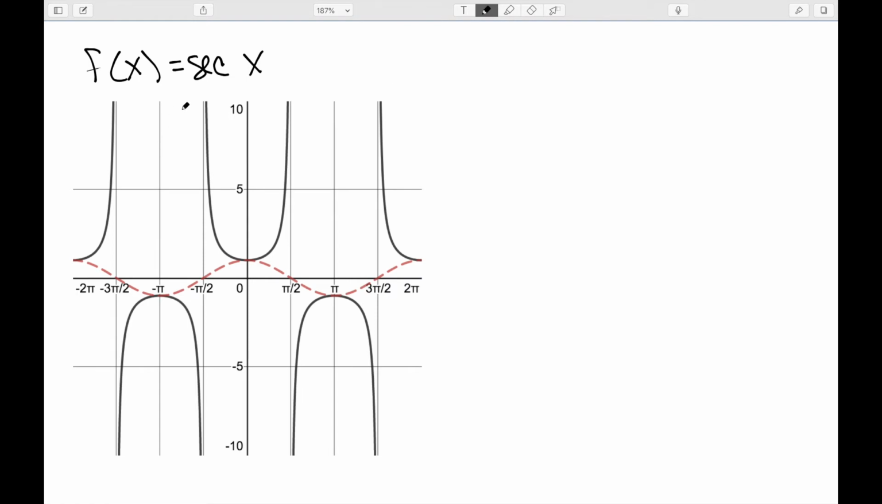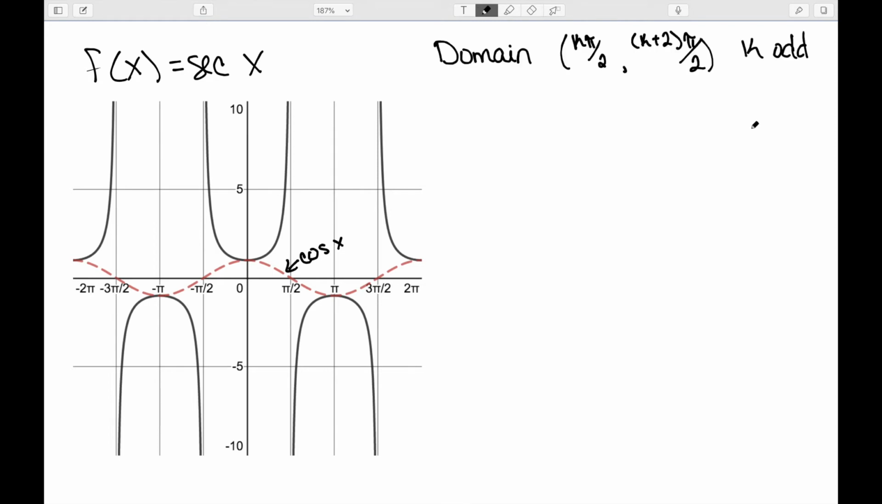Next, we have the graph of secant x. This little dotted line down here is the graph of cosine of x. So some of the properties here. Just like with tangent, my domain is of the form (kπ/2, (k+2)π/2), where k is an odd integer. The range goes from negative infinity to negative 1, and then 1 to infinity, so I have this gap between negative 1 and 1, where no values are hit.